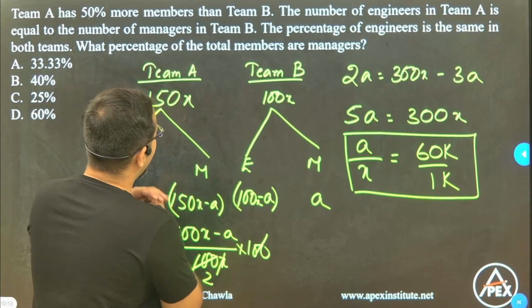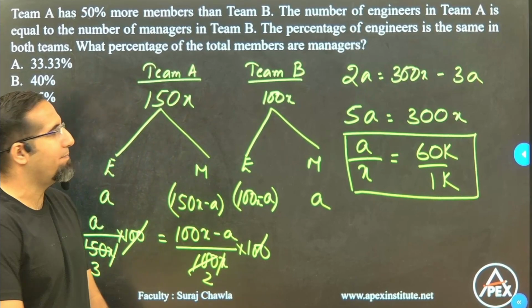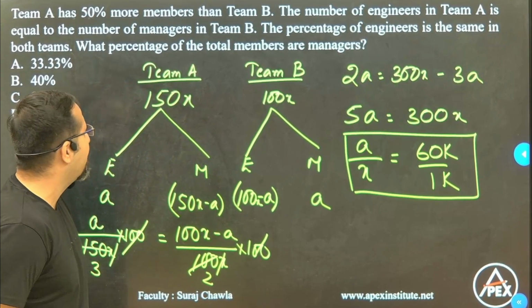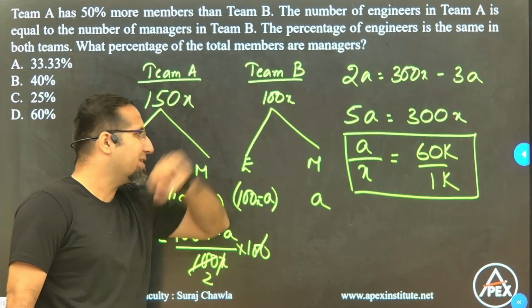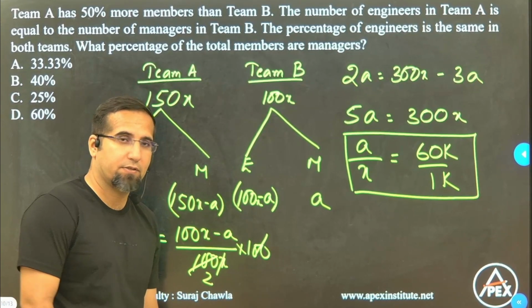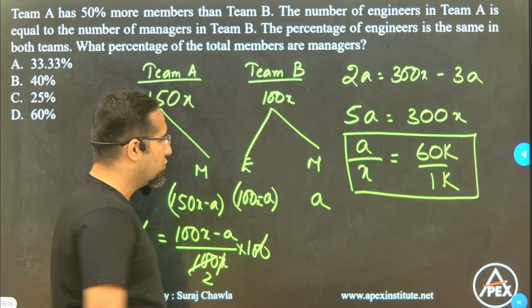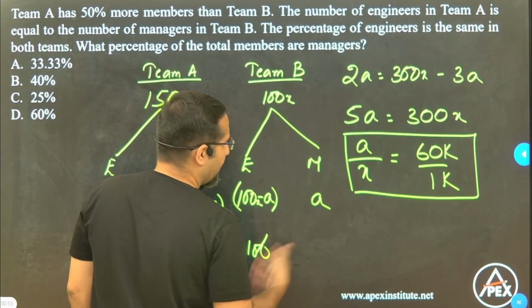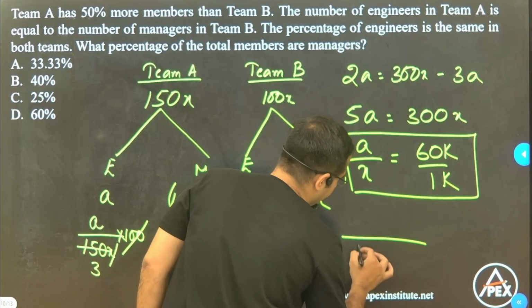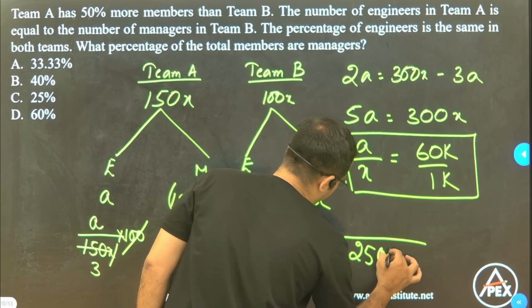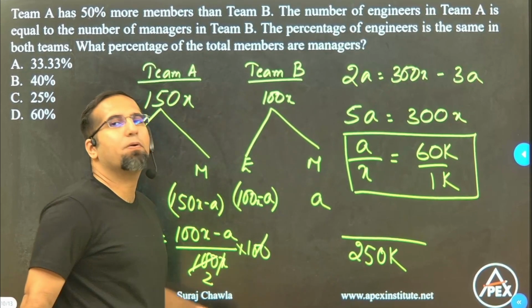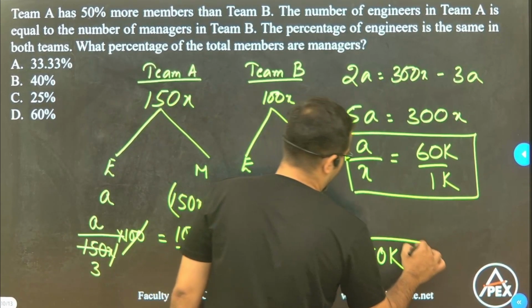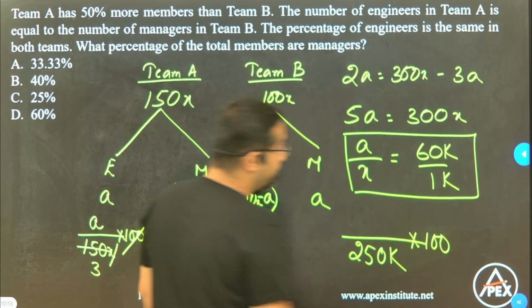What percentage of total members are managers? First of all, how many total members are there? 150x plus 100x, that is 250x. The value of x is k. So total members, I'm erasing this part, okay? And yeah, let me write it here. So total members is 250k. What percent, meaning multiplied by 100, are managers?